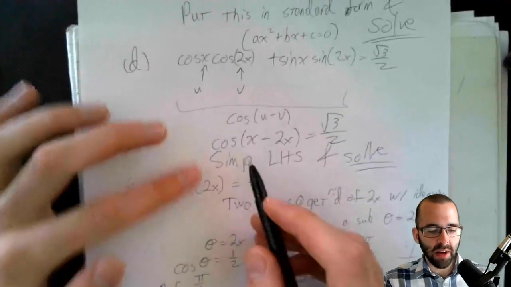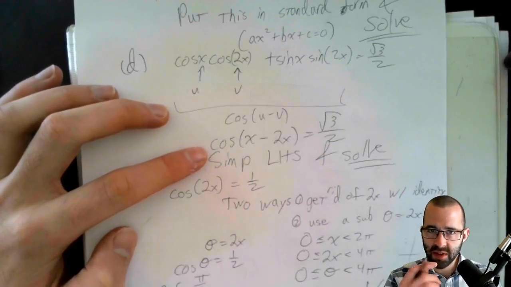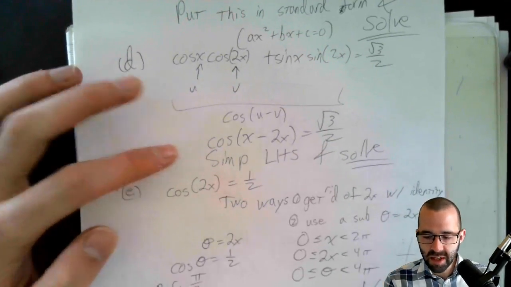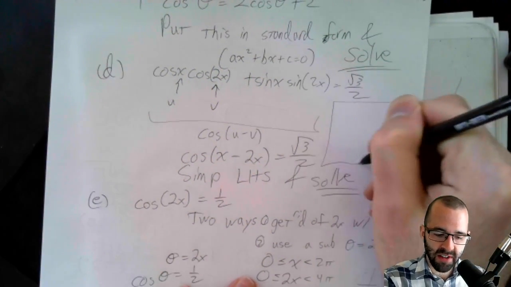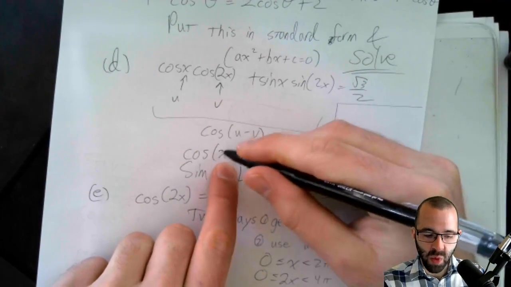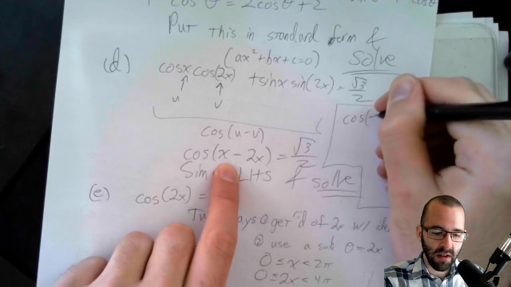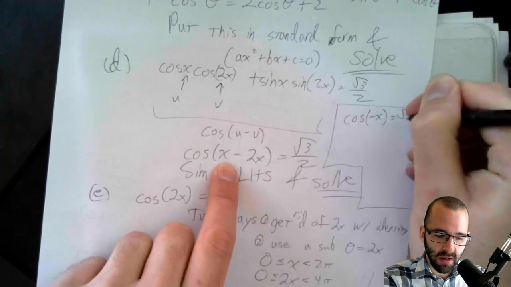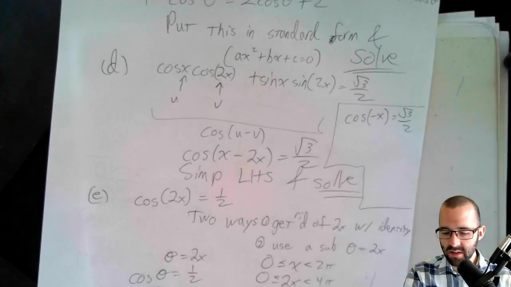Yeah, so this one, to solve this one, you just do a little algebra and one small trig sub. Because what this one becomes over here, if I go off to the side, right? Cosine of x minus 2x, well, what is 1x minus 2x? It's negative x. And then we can simplify the left-hand side as well.